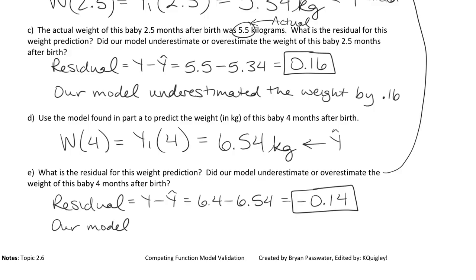No, because remember, it's the actual minus predicted. The actual value was 6.4. Our predicted value was 6.54. Oh, she said, what is that thing on top of Y? Hat. Y hat is how you pronounce it, but it means predicted. So wait, I forgot what you guys said here. Our model does what? Under or overestimate? Under. 6.54 is larger than the actual weight, so our model overestimates. Nice job.